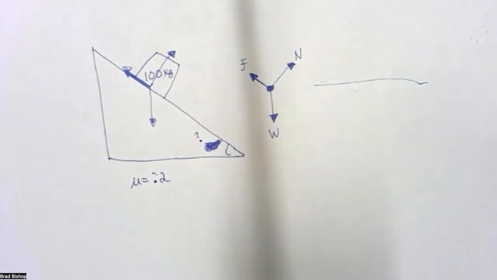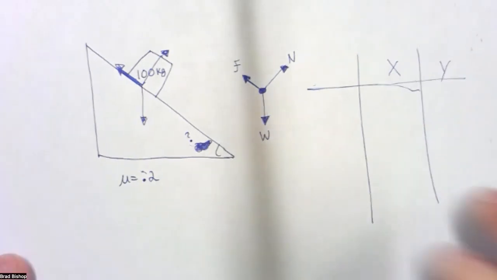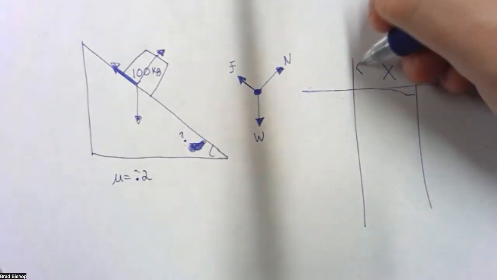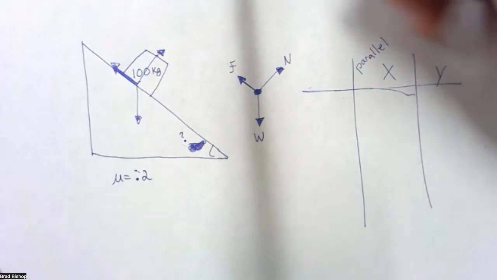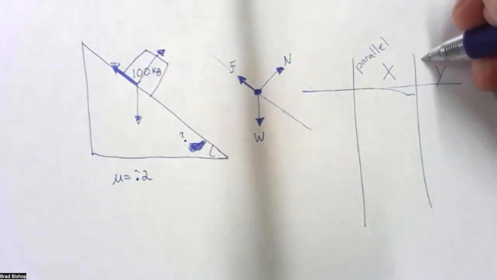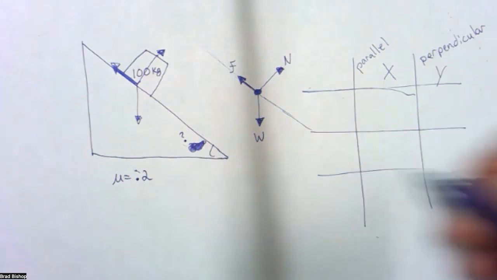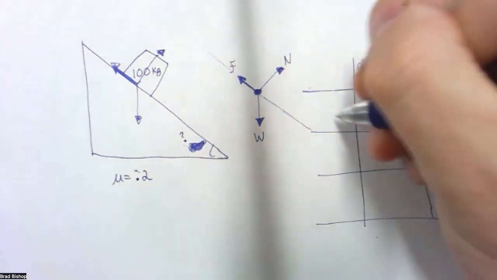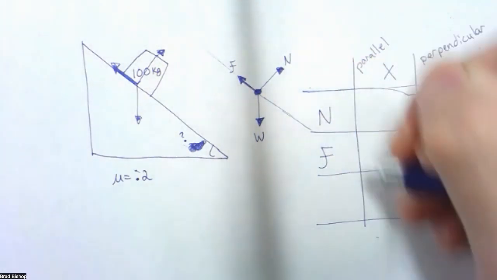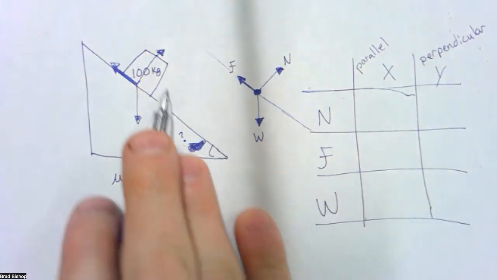So let's go to our chart. X and Y direction. Remember X, we're going to call this the parallel direction. What forces are pulling it in this direction for our X, and Y is going to be our perpendicular direction. And we have three forces. We have normal force, we have friction, and we have weight. So our normal force is right here.